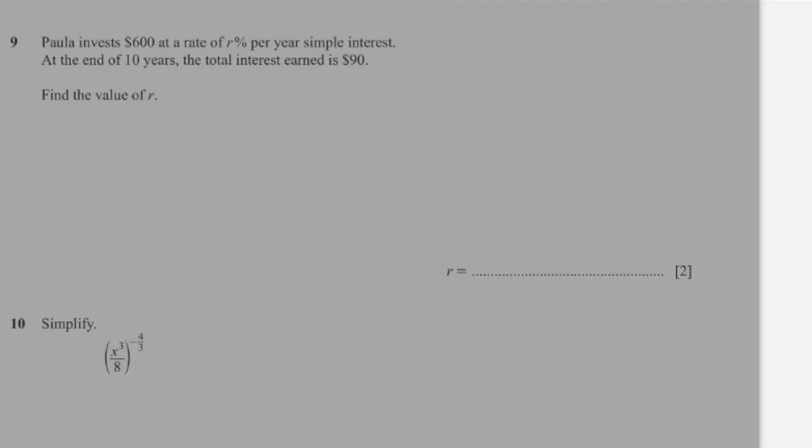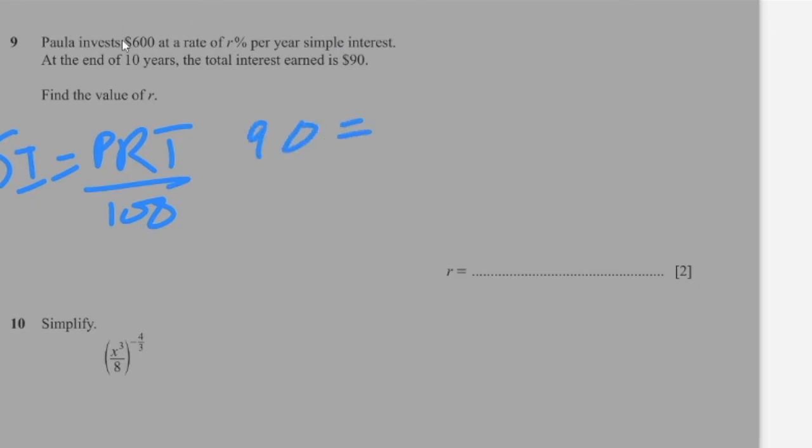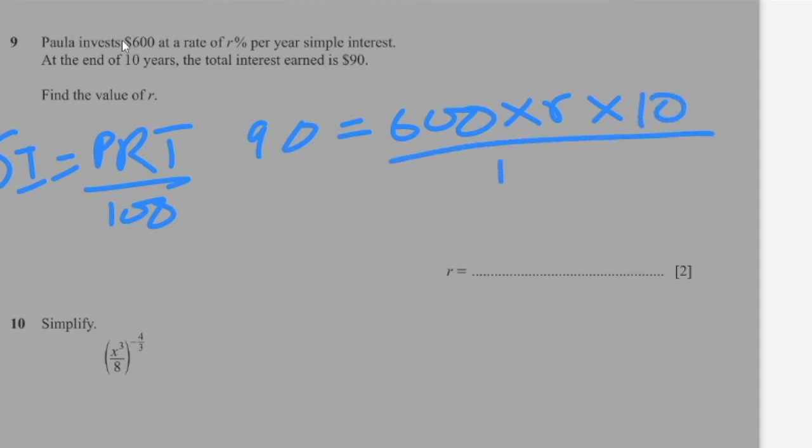Paula invests $600 at a rate of R% per year simple interest. At the end of 10 years, the total interest earned is $90. Find the value of R. Okay, so we have simple interest is equal to PRT over 100. Now I'm going to substitute the values in the formula. So we have the interest earned at the end as 90 is equal to the principal, which is $600, and we need to find out the rate, which is unknown, and the time is 10 years, divided by 100.